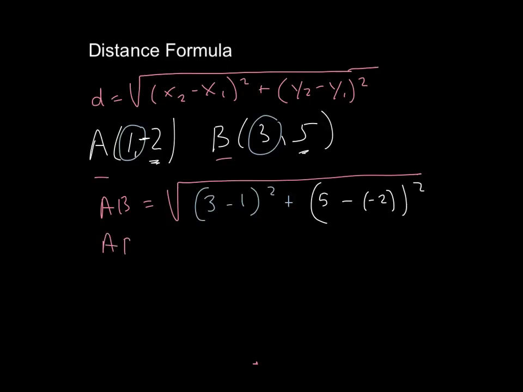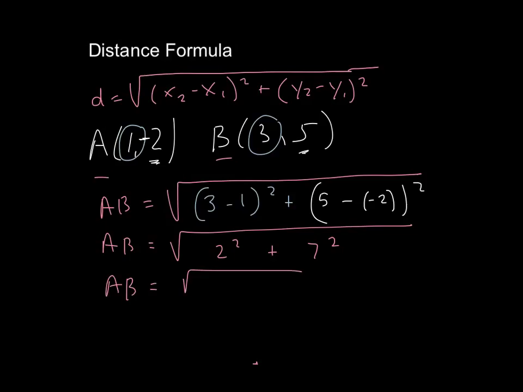So AB is the square root of 3 minus 1, which is 2, so that's 2 squared. And then 5 minus a negative 2 is the same as 5 plus 2, and that'll be 7 squared. So AB equals the square root of 2 squared, or 2 times 2, is 4, and 7 squared is 49, and 49 plus 4 is 53, so the answer is radical 53. In other words, the length of AB, the distance between point A and point B, is radical 53.